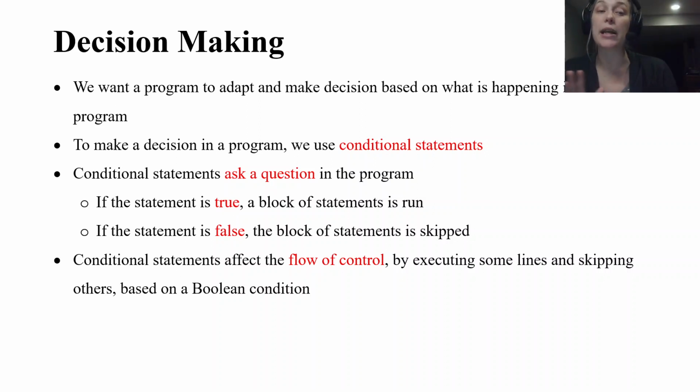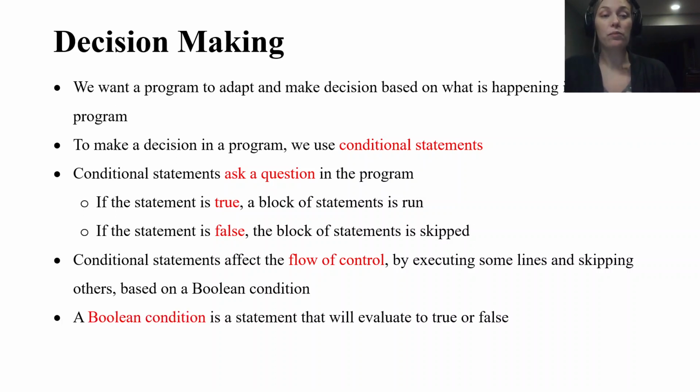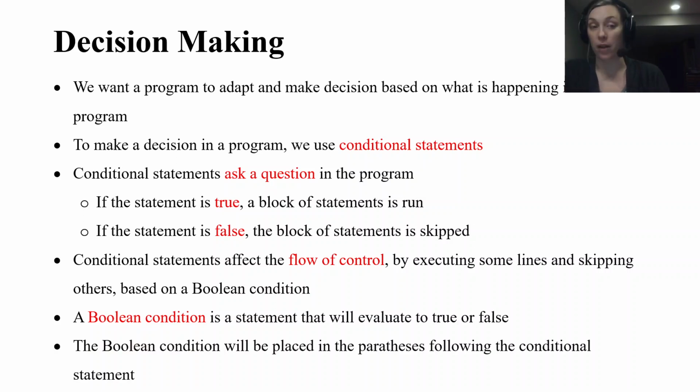We might be skipping lines of code based on a Boolean condition. A Boolean condition is that question that we're going to ask. It's a statement, but it's the question we're going to ask that's going to evaluate to true or false. The Boolean condition will be placed in parentheses following the conditional statement that is asked. So there's going to be a couple of different types of conditional statements. We're going to go over just the if conditional statement today.